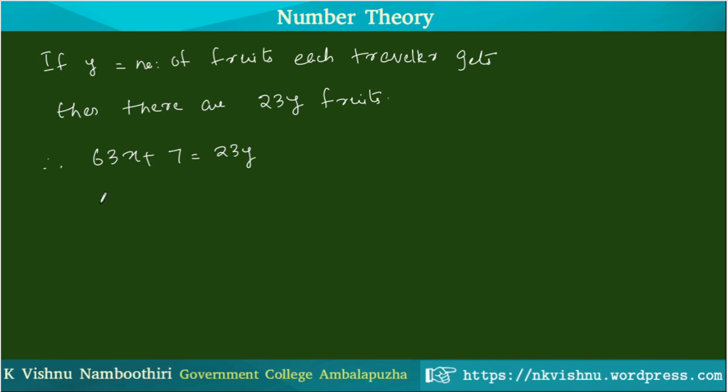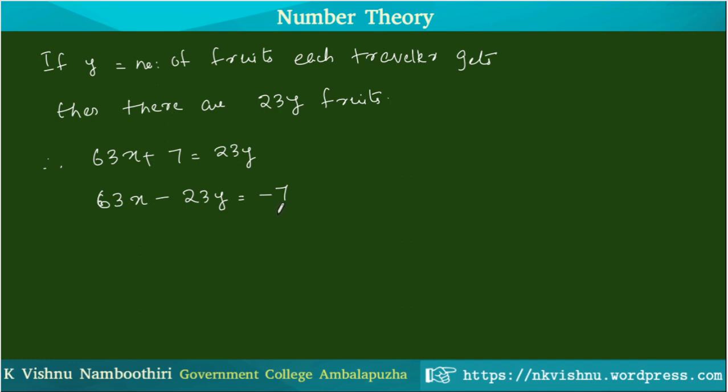Now we have an equation, and if we take the variables to one side and the constant part to the other side, we get 63x minus 23y equal to minus 7. We know that y is the number of fruits distributed to each person. Therefore, y is a full number, assuming that we are not cutting any fruit. So y is a natural number.